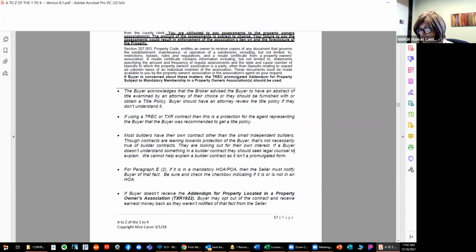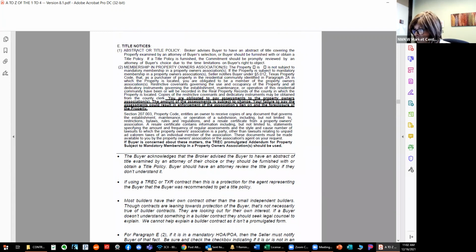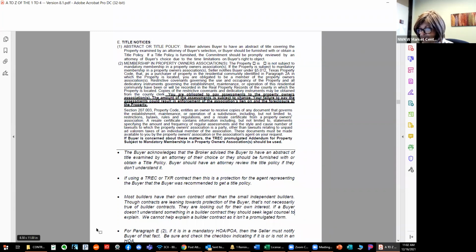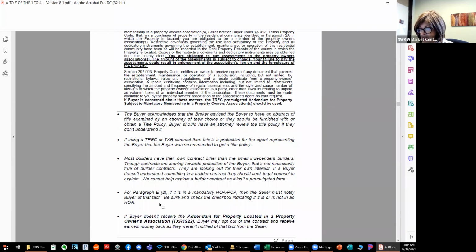For paragraph E, if it is a mandatory HOA or POA, then the seller must notify the buyer of that fact. And be sure and check the checkbox indicating it is or it is not in the HOA. And that is right up here under membership and property owners association. The property is or is not subject to mandatory membership. And so that's very important.